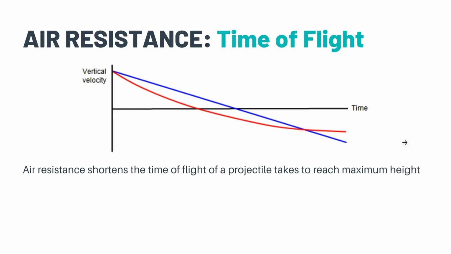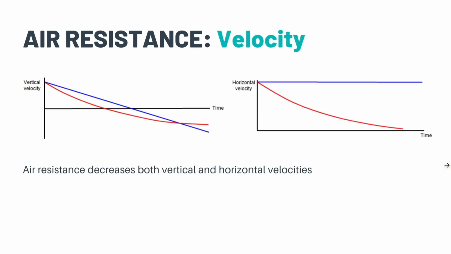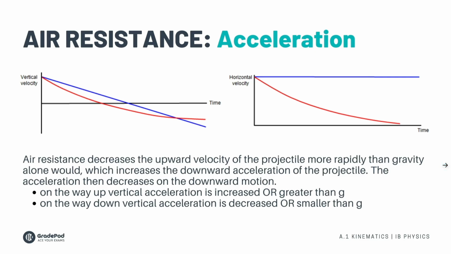Air resistance tends to shorten the time of flight that a projectile takes to reach maximum height. That's because air resistance decelerates the projectile's upward motion. Air resistance decreases the upward velocity of the projectile more rapidly than gravity alone would. Similarly, the horizontal velocity is also reduced due to the opposing force of air resistance, meaning the projectile doesn't travel as far horizontally.